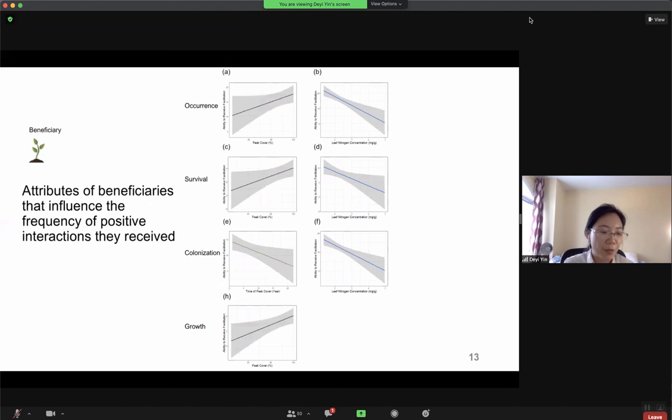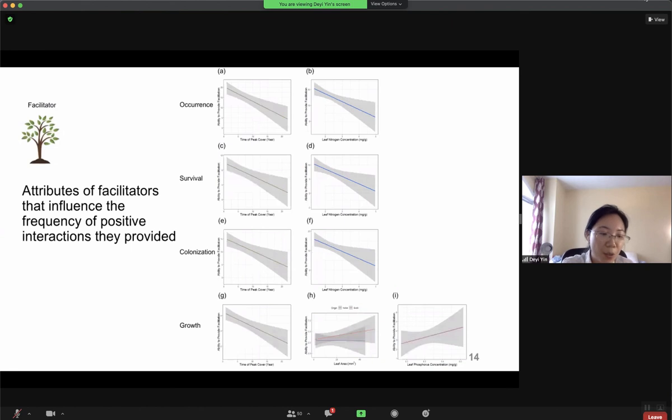For beneficiaries, we found that for species occurrence, survival and growth rates, species with higher peak cover are likely to receive more facilitation from other species. And for species occurrence, survival and colonization, species with lower leaf nitrogen concentrations are likely to receive more facilitation. While for species colonization, species that reach their peak cover earlier are likely to receive more facilitation.